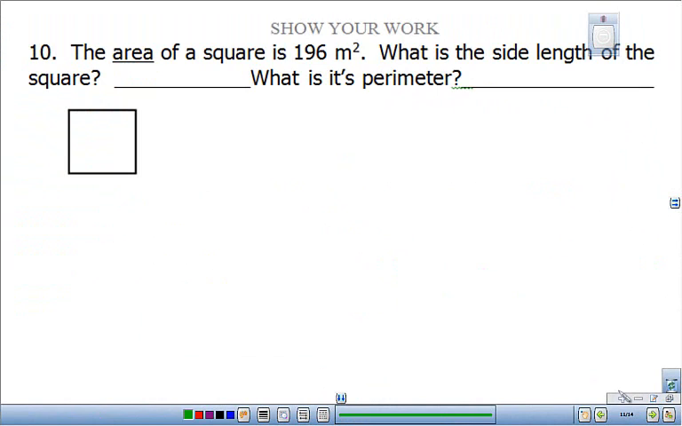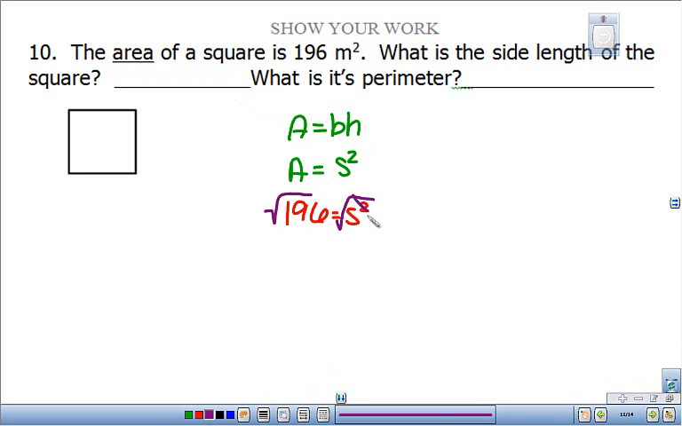Alright, here now you have a square with an area of 196 meters squared. Remember, this is base times height. Or for a square, you can think of it as side squared. That's the same thing. In this case, side squared is just going to be a little easier for us. So area is 196. They're asking us for the length of the side, the s. So to get rid of that squared on the s, you do the opposite, which is square root.